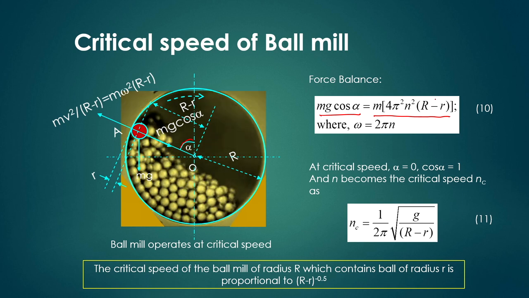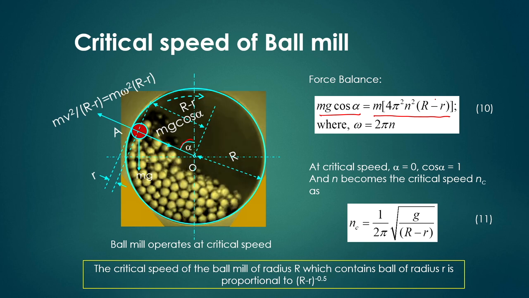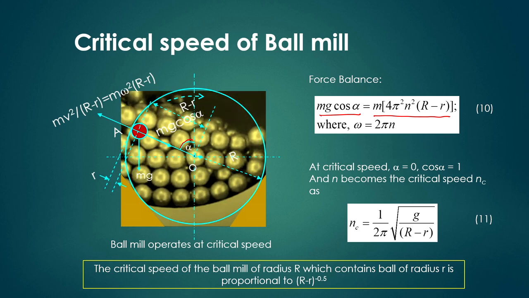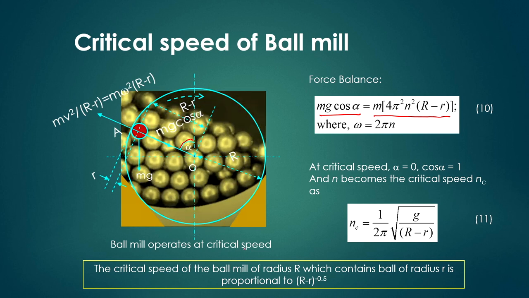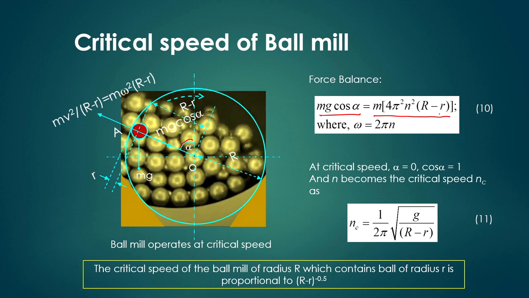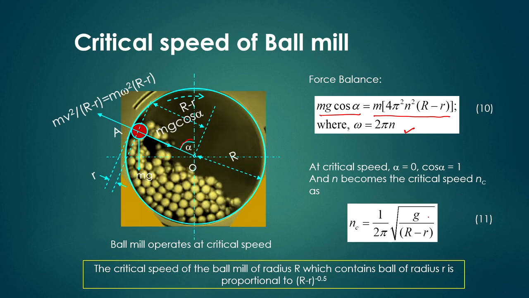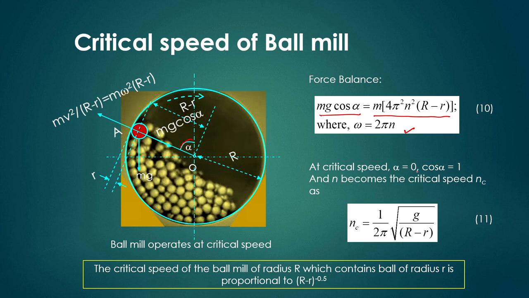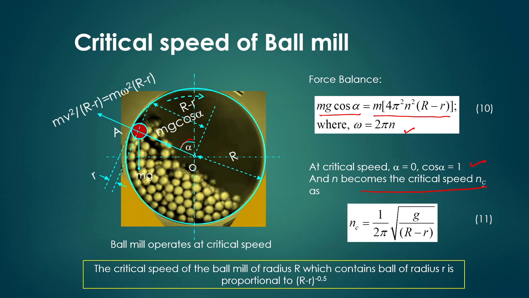Capital R is the drum radius, or the radius of the ball mill you can say. And here this is the small ball which is actually used inside that ball mill. So, there will be a certain radius, this is small r. So, you have to subtract to get this centrifugal force here. So, the effective radius will be capital R minus small r. Where omega is equal to 2 pi n, this is the rotational speed. So, at the critical speed, we can say that alpha will be equal to 0, where cos alpha is equal to 1, and n becomes the critical speed nc.